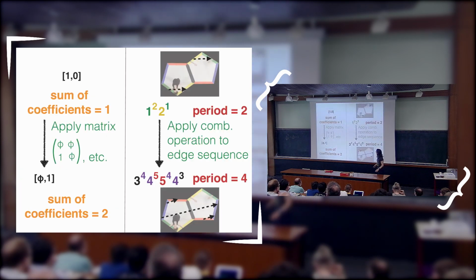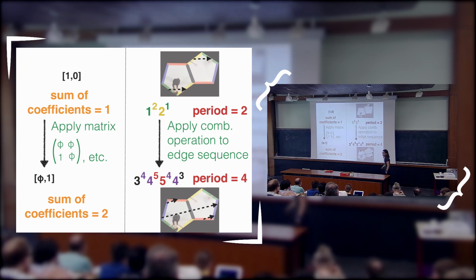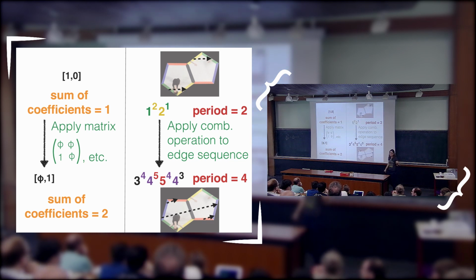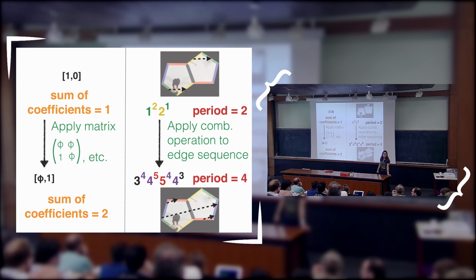So the idea is that we started with a horizontal trajectory with sum of coefficients one, we applied a matrix, the green operation, and the sum of coefficients is two. Similarly, we started with the horizontal trajectory, we applied the associated combinatorial operation to the cutting sequence, and we got this new sequence, which is associated to this direction, and the period is four. I can tell you that if you work this out, it works no matter which one you start with and which operation you apply. So that's the idea.